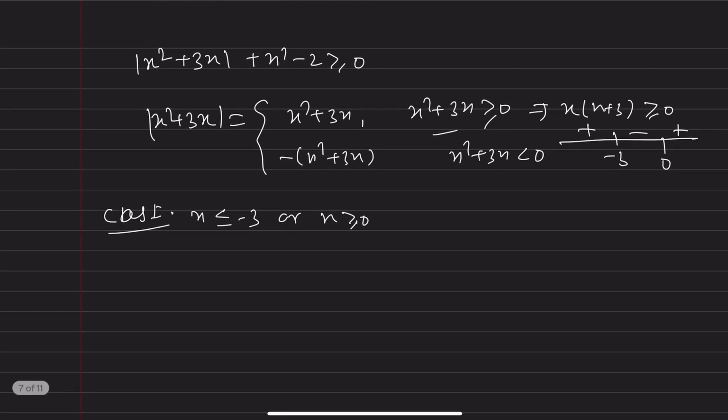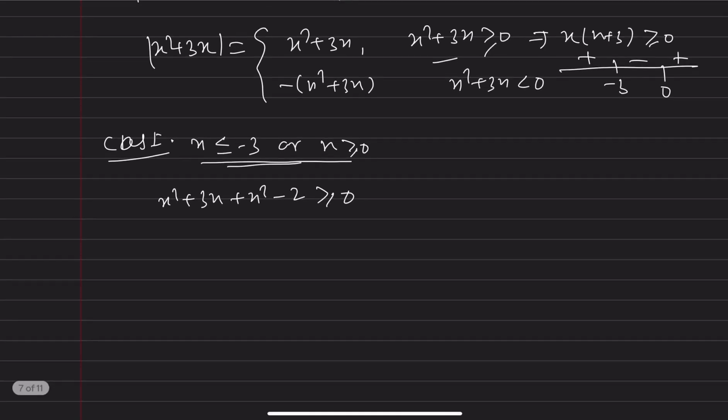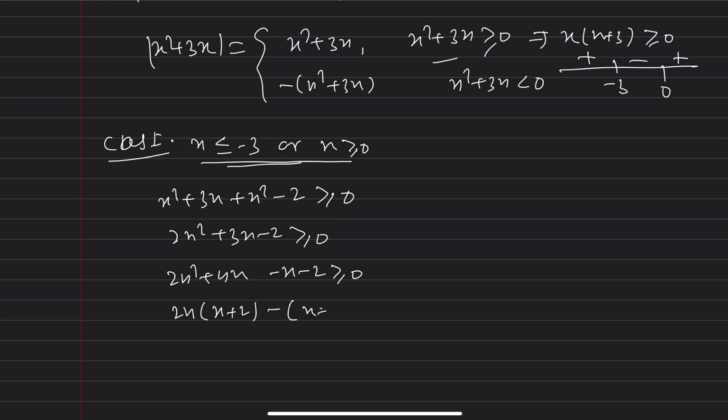Now using this, when we consider this case, in this case it is positive, so we have x square plus 3x plus x square minus 2 is greater than 0. So 2x square plus 3x minus 2 is greater than or equal to 0. Now you can simplify it, you'll obtain 2x square plus 4x minus x minus 2 is greater than or equal to 0. So 2x take common, x plus 2, take minus 1 common, x plus 2. So 2x minus 1 into x plus 2 is greater than or equal to 0.